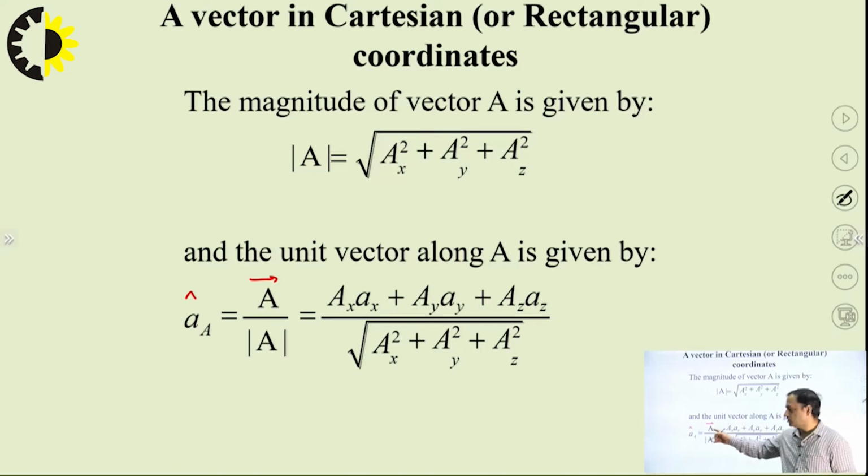So, this one is what? Mod of A. The mod of A is given by the magnitude of the components of the vector, and here the vector A is divided by the mod of A. Okay. So, this is the unit vector. And what is the use of the unit vector? This unit vector is used to provide the directions.